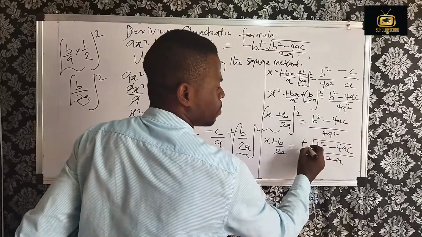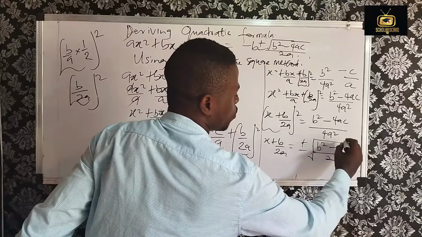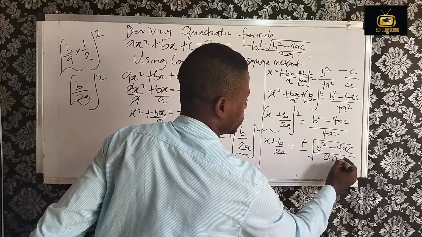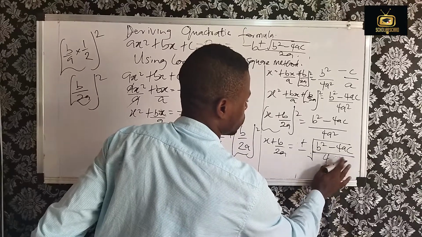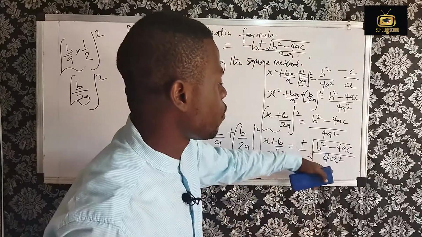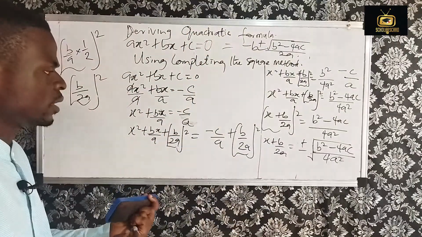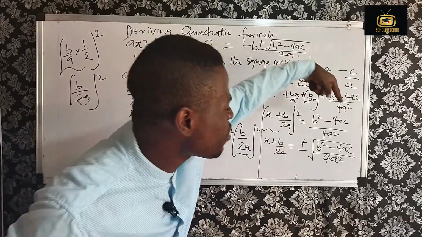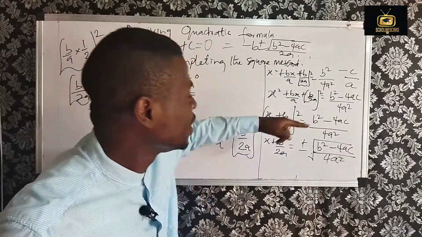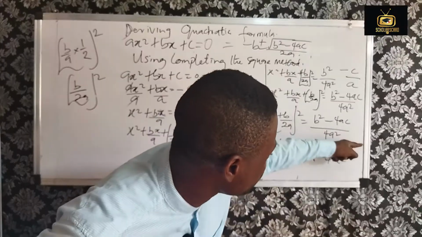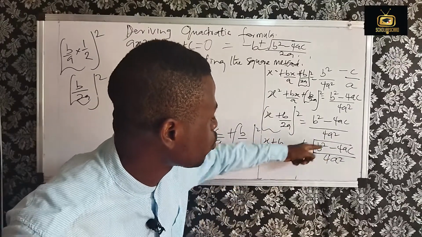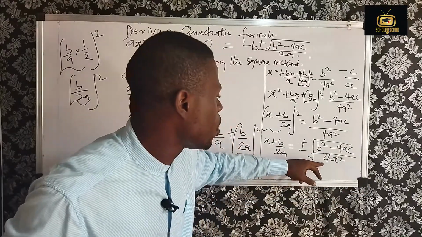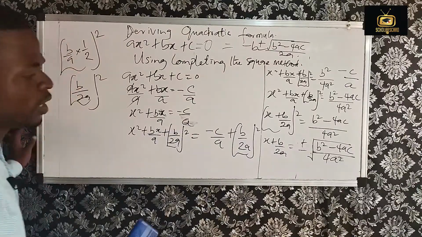So we now have the square root of plus or minus the square root of b squared minus 4ac over 4a squared. Take note of that. Like I said, when this square comes here, it becomes the square root of everything here, that's b squared minus 4ac divided by 4a squared. Let's continue.